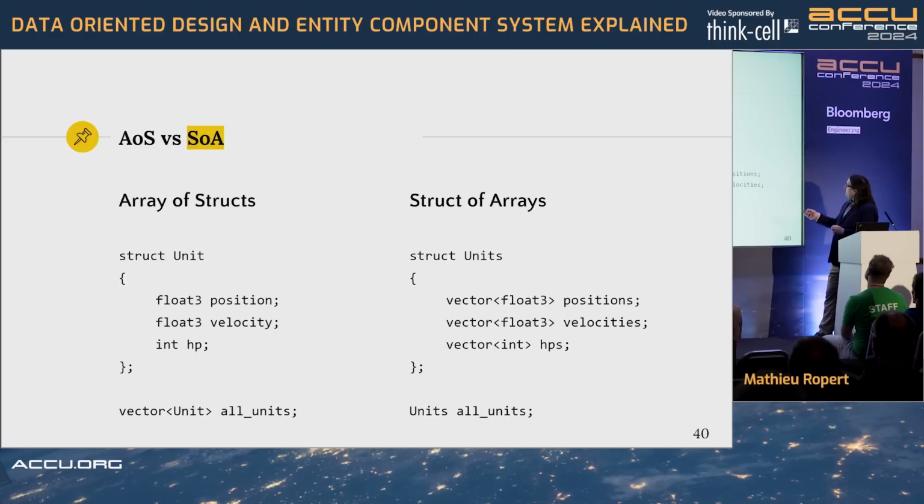But on the right side, you have this maybe weirder idea. What if, instead of having a unit being those three things and then all the units in the game being a vector of all those units, I have a struct that is three vectors with all positions, all velocities, and all HPs, with an assertion that all those three vectors have the same size? And that's all my units.